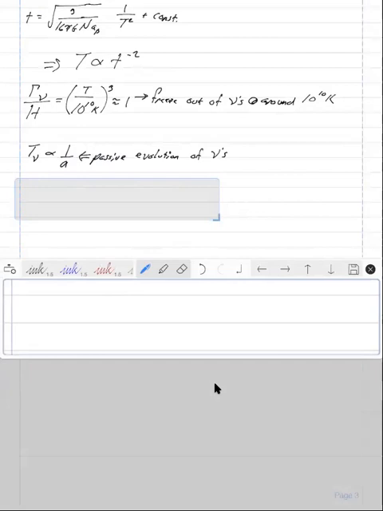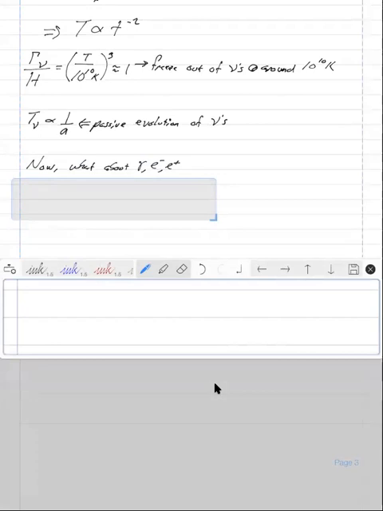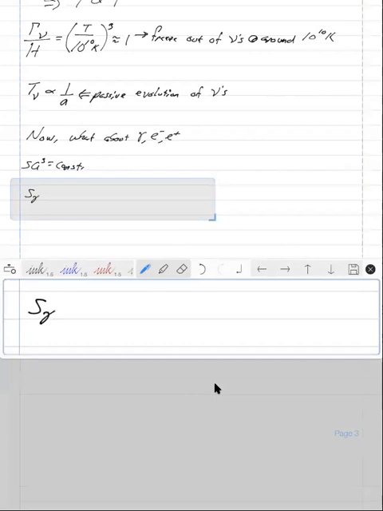Now, what about photons, electrons, and positrons? We're going to start with the total entropy, so the entropy density times A cubed, which represents a volume. This is equal to a constant. All right. So the total entropy of the photons, electrons, and positrons is equal to the entropy of the photons plus the entropy of the electrons and positrons.